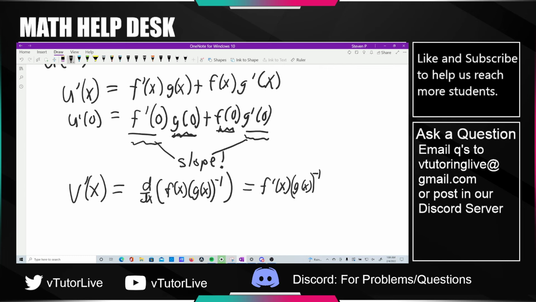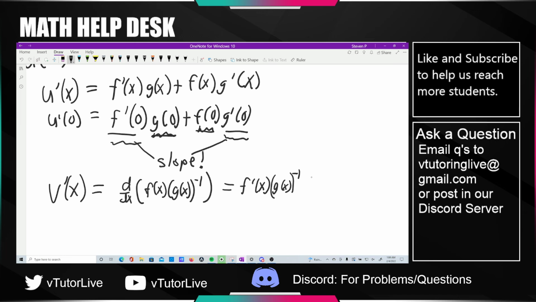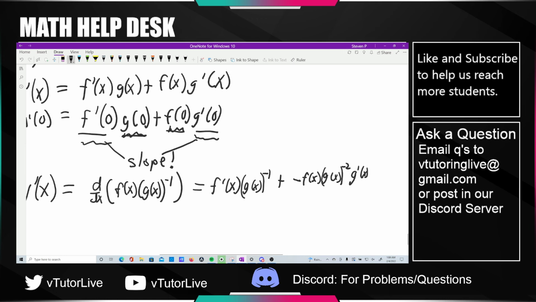Negative 1 just means reciprocal, right? Just flip it under the division sign. Plus, well, this turns into minus f of x, g of x to the minus 2 now, because we use the power rule, times g prime of x. I always hate using the division rule. The product rule is pretty much always simpler. But at this point, it's exactly the same idea. It just looks a little bit scarier because it's more complicated. Go double check with your division rules to make sure that I've done this correctly, but I'm pretty sure that's the same result as the quotient rule.